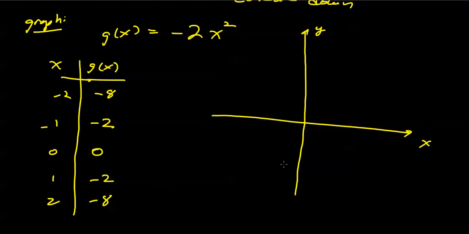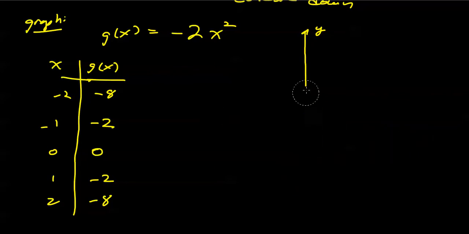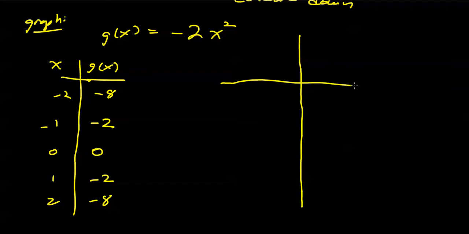Alright, let me try those axes again. I want to be sure to leave enough room here for this particular parabola. I think we're going to be traveling more in the negative realm than in the positive realm. So let me try it like this. Alright, so here's my xy plane.